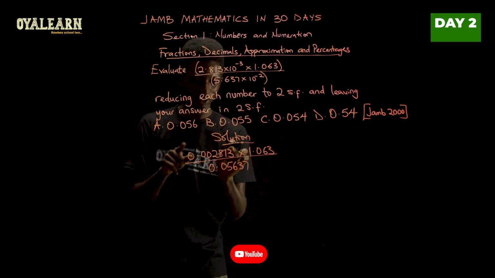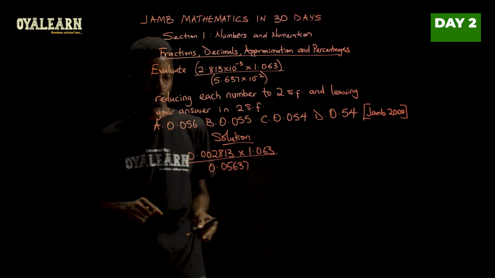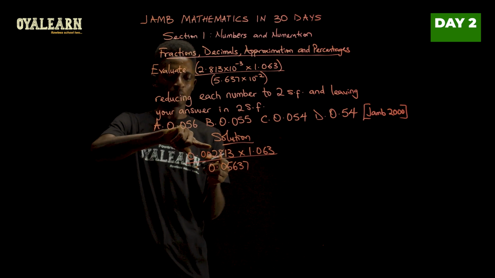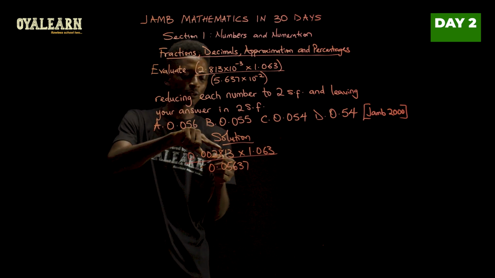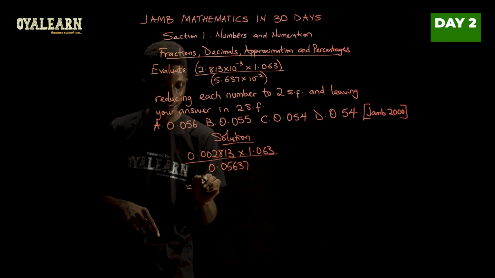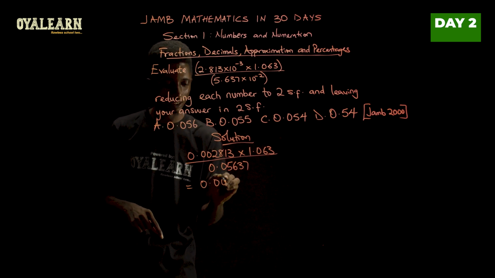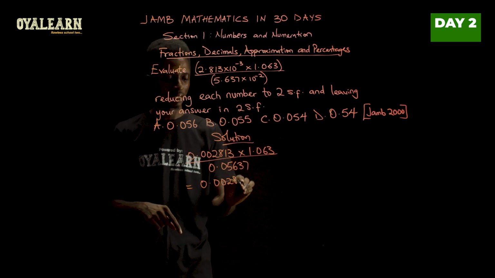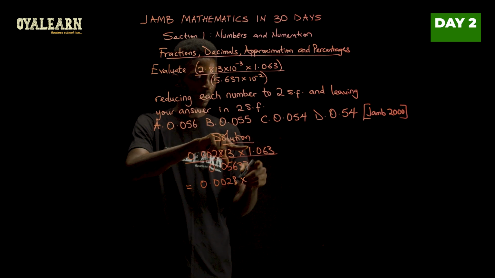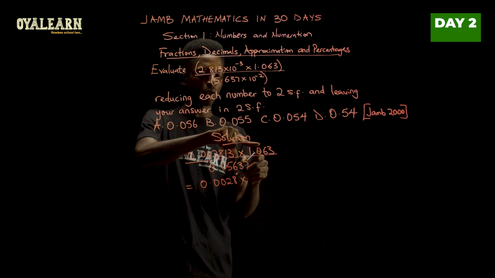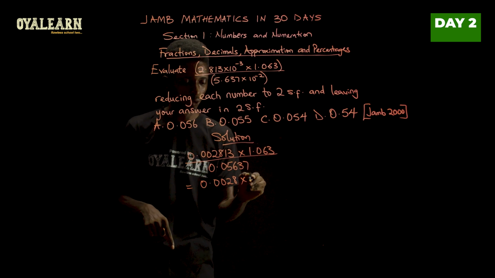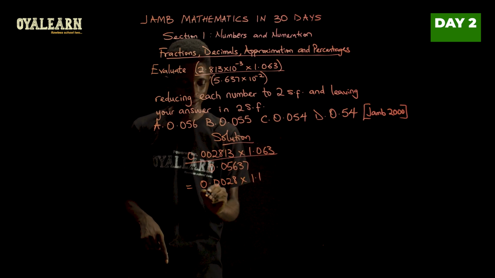But first, let's bring the question itself to 2 significant figures. So the first significant figure here is 2, and then this will be the second one. So the next figure after this is 1, which means we round down. So what we should have here is 0.0028 multiplied by, this is the first significant figure here, then the next one is 0. So after 0 we have 6, which implies we round up. That is, we add 1 to this, so it will be 1.1.